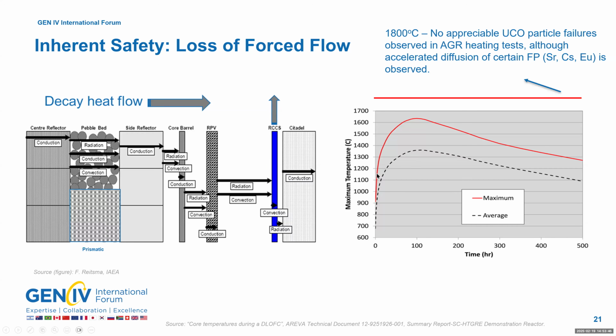On the right here is the behavior of our fuel temperature during a loss of forced cooling event. You can see, first off, that the time scales are very long. The fuel temperature peaks around 80 to 120 hours, and then slowly falls away like that. Here in the US, our long-standing HTGR program has tested fuel up to 1800 degrees Celsius for 300 hours, and we saw no appreciable UCO particle failures in our heating tests. We did, of course, see the movement of, for example, strontium, cesium, and europium, the fission products, out of the kernel layers and into the matrix, but no particle failures, as I mentioned there. So really a very robust fuel form with excellent fission product retention.